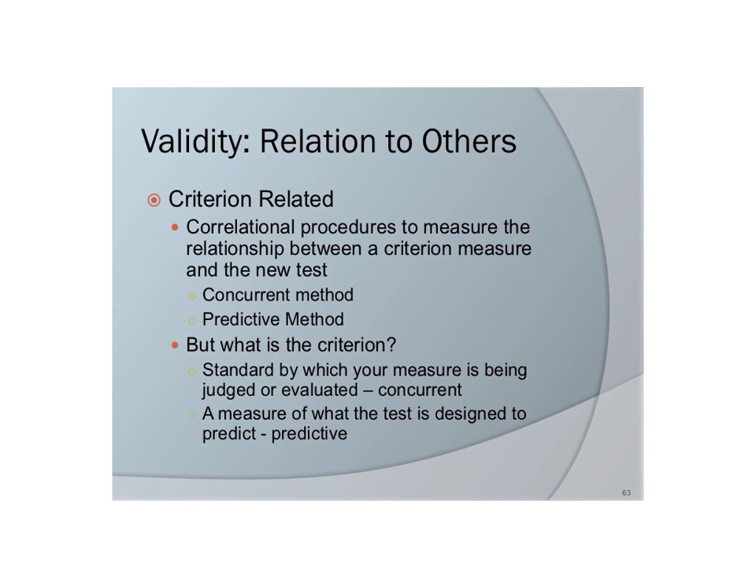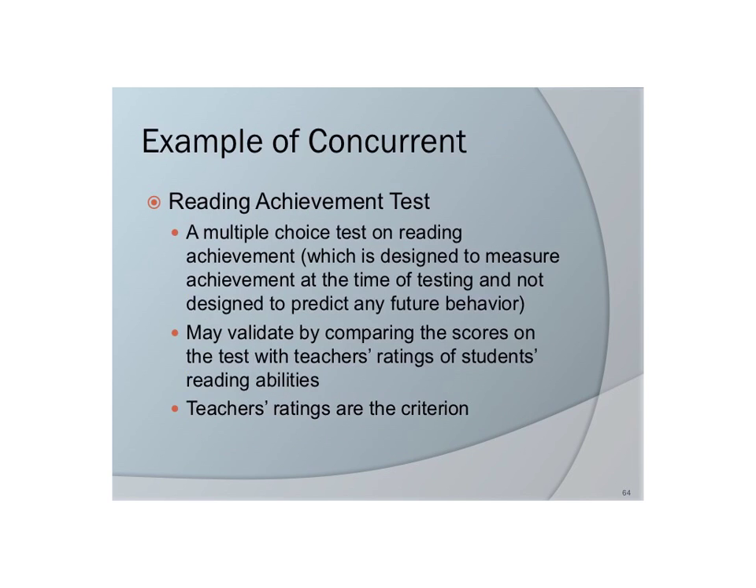But what is the criterion? A criterion in this case is a standard by which your measure is being judged or validated. That would be a concurrent criterion, or a measure which your measure is designed to predict. That would be future performance. So an example of concurrent here would be a reading achievement test. Students would take a multiple choice test on reading achievement, which is designed to measure achievement at the time of testing and not to predict any future behavior. It may be validated by comparing the scores on the test with the teacher's ratings of students' reading abilities, which in this case, that teacher rating would be considered the criterion measure.